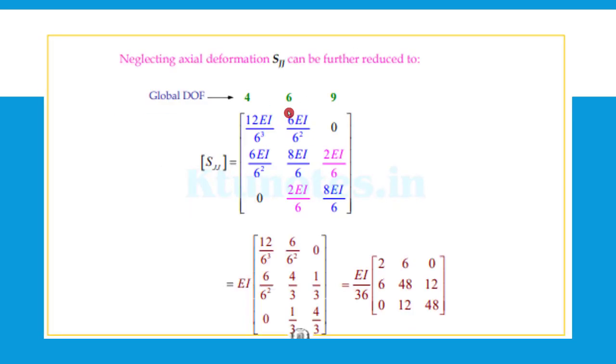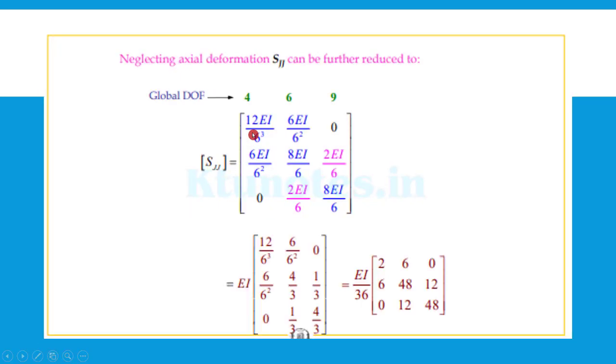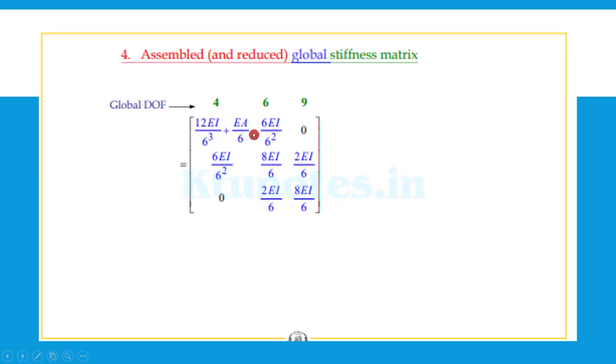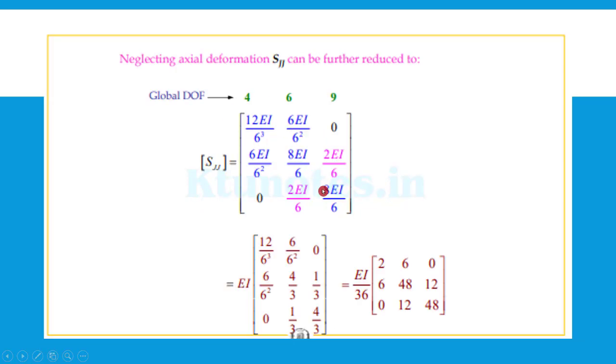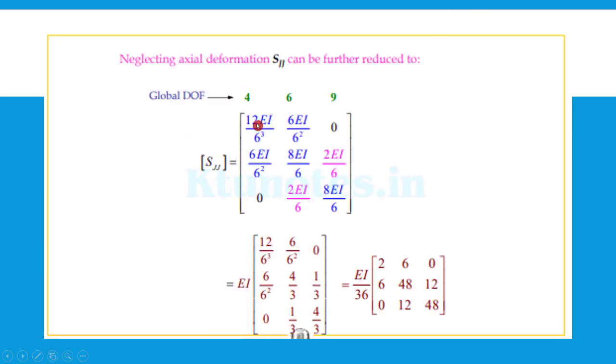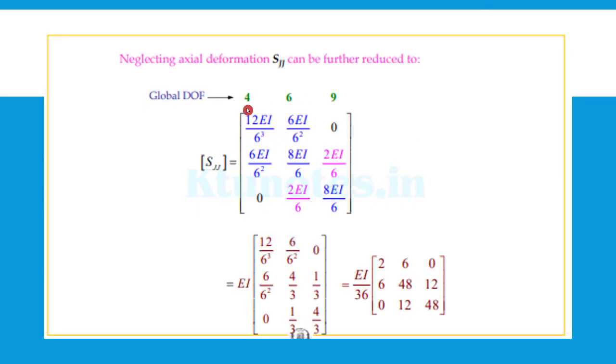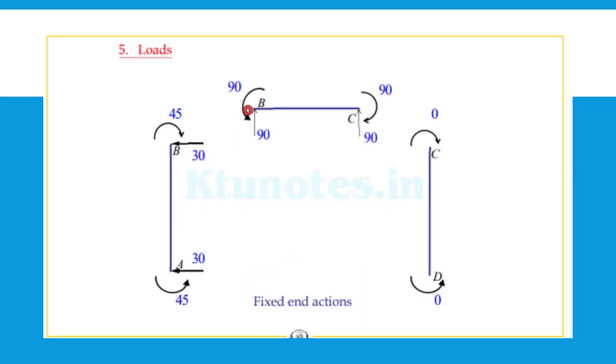Okay, so that is actually EA will be the axial deformation. If you neglect it, this term will be 0. So 12EI by 6 cube, then other things will be the same. So again, simplifying and applying the values, you get EI by 36 into this matrix. So actually it's your choice whether to neglect the EA or not. So it's up to you. So here we are neglecting it in the analysis, and so the values are cancelled, values are not accounted.